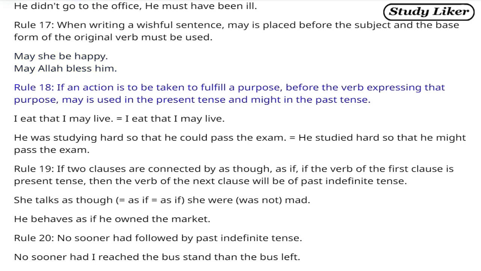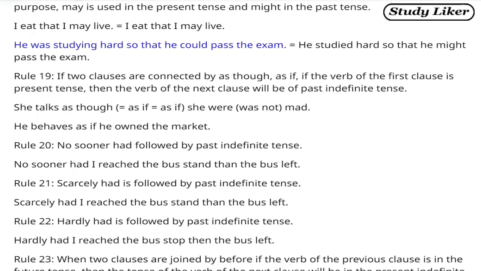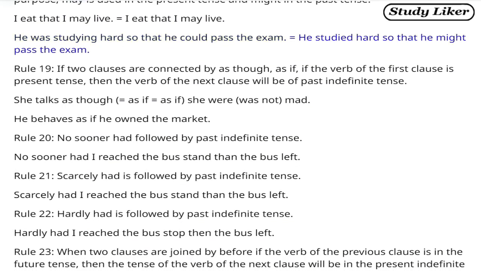Rule 18. If an action is to be taken to fulfill a purpose, before the verb expressing that purpose, may is used in the present tense and might in the past tense. I eat that I may live. He was studying hard so that he could pass the exam. Equals he studied hard so that he might pass the exam.